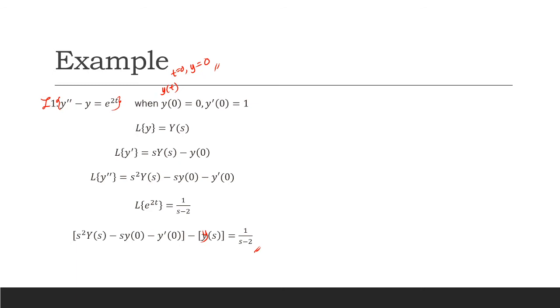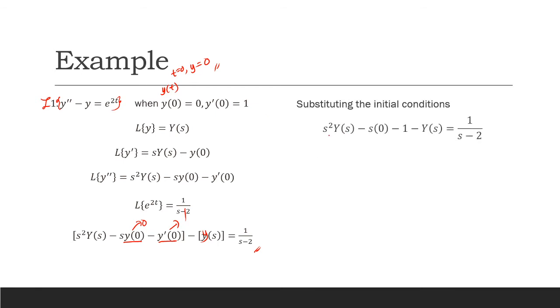Ano yung second step? We plug in the initial conditions. So, we substitute the initial conditions. We have y of 0. Y of 0 is equal to 0. And y prime of 0 is equal to 1. So, substitute natin yon. We will have this equation. s squared y of s minus s times 0 minus 1 minus y of s is equal to 1 over s minus 2. Now, we solve for y of s.